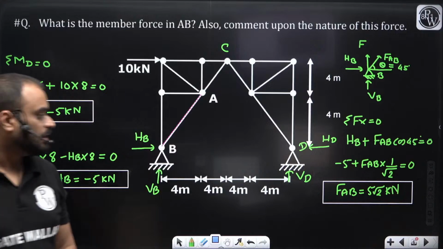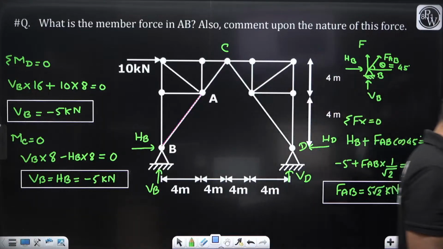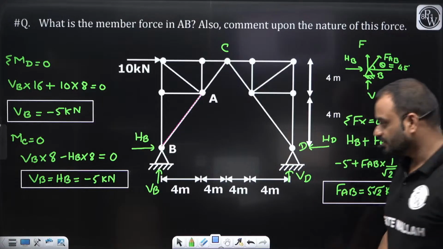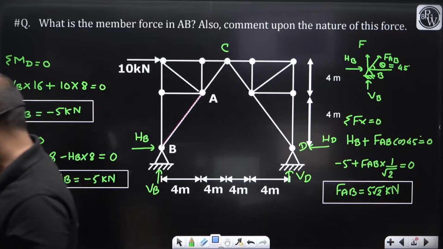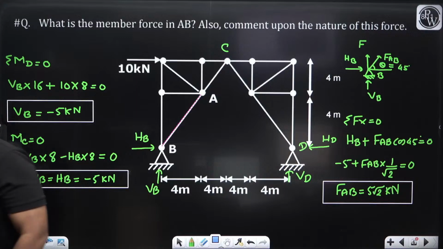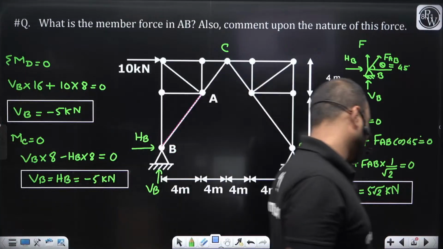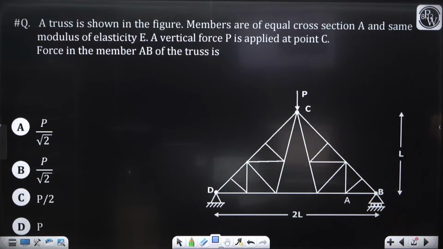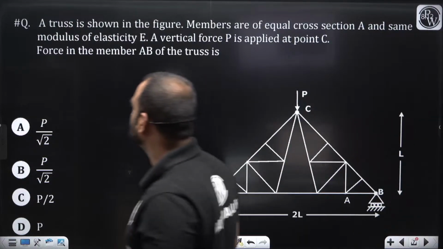I hope each and every one of you is able to understand this particular problem very well. Please write down, guys, any query regarding this particular question. Any query regarding this problem? Crystal clear? Okay. Let's move to the next one.